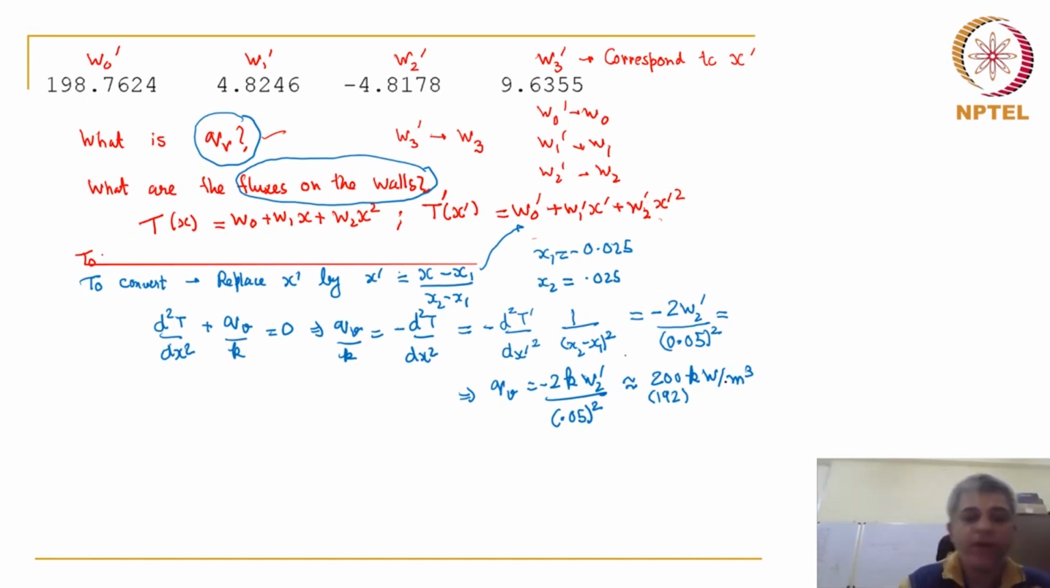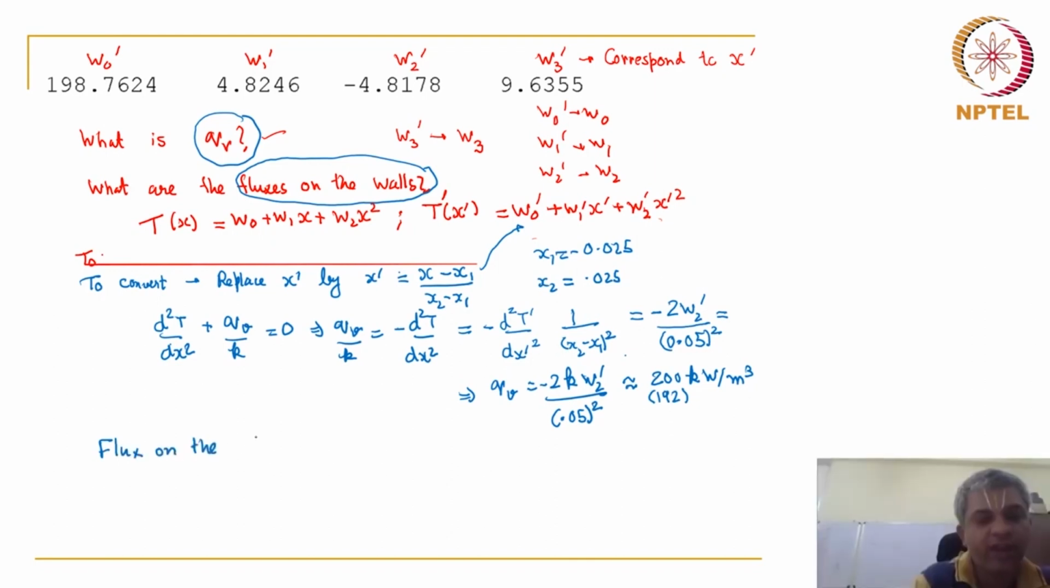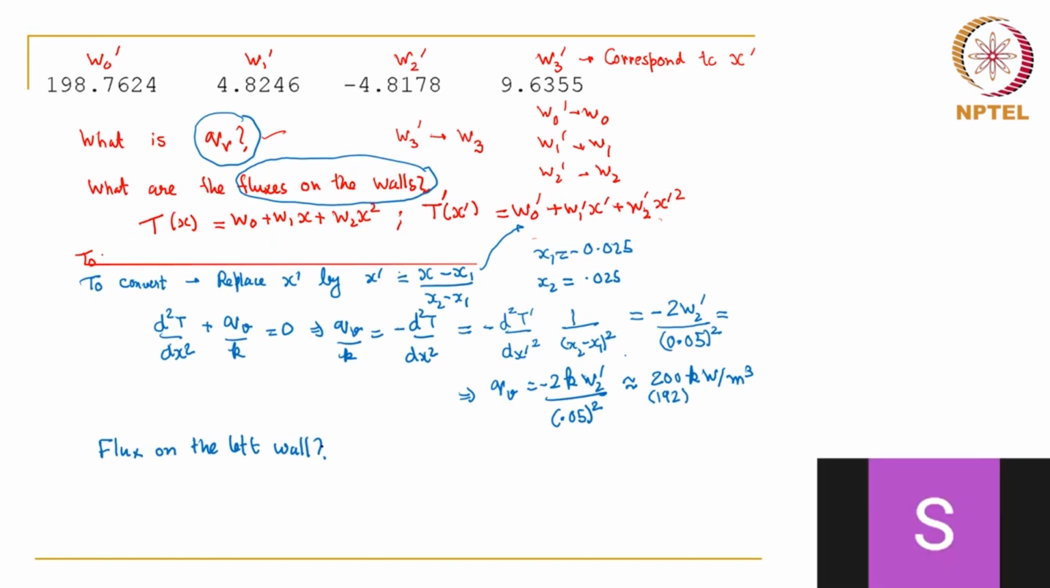Now I'm going to ask, how do I find out flux on the left wall? Can somebody give me a suggestion? Without actually finding out W0, W1, W2, using just W0 prime, W1 prime, W2 prime, W3 prime. We know the value of dT by dx is equal to 1 by (x2 minus x1) into dT by dx prime.